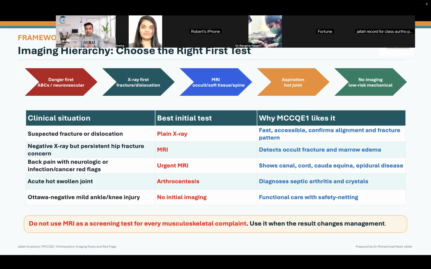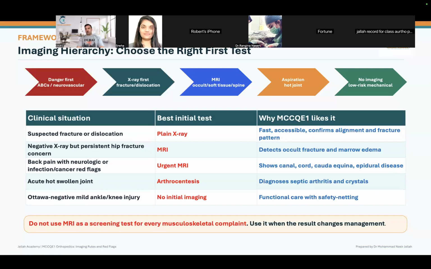Always check for the red flags. You cannot afford to miss the red flag. If you miss the red flag, trust me, whether it is imaging, you get the wrong one, whether it is management, you get the wrong one, whether it is a treatment or a follow-up, whatever it is, you will get it wrong. So do not miss the red flag, especially if you're doing an OSCE station.